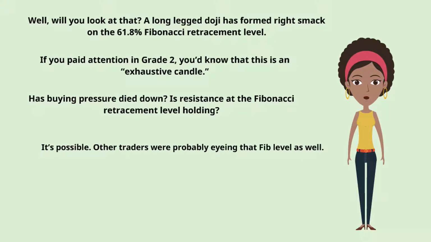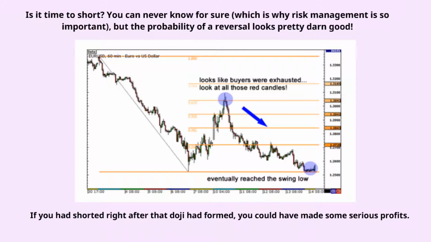Well, will you look at that? A long-legged doji has formed right smack on the 61.8% Fibonacci retracement level. If you paid attention in grade 2, you'd know that this is an exhaustive candle. Has buying pressure died down? Is resistance at the Fibonacci retracement level holding? It's possible. Other traders were probably eyeing that Fib level as well. Is it time to short?